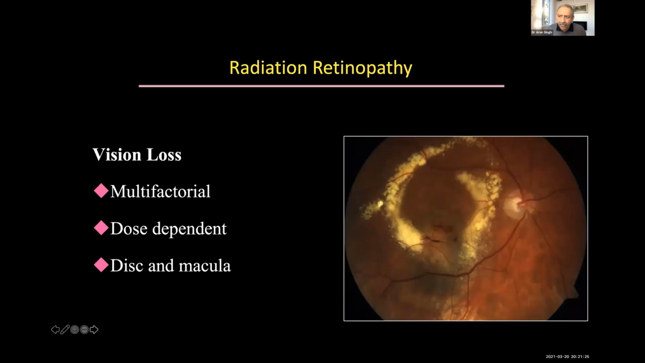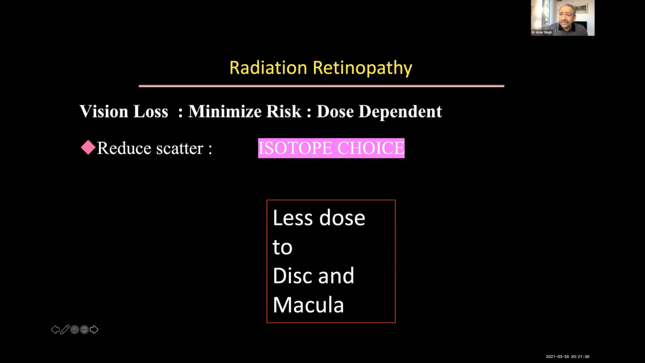And so you can choose an isotope. I just mentioned you can choose for, say, a 3 millimeter tumor or 4 millimeter tumor. You may choose ruthenium over iodine, and you may reduce the risk of radiation retinopathy.